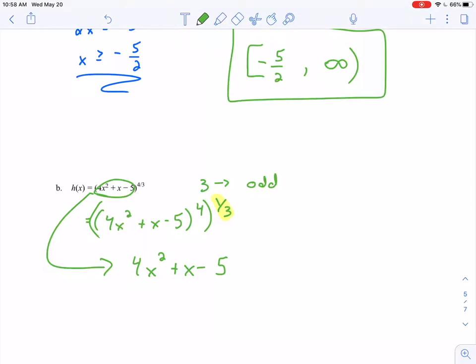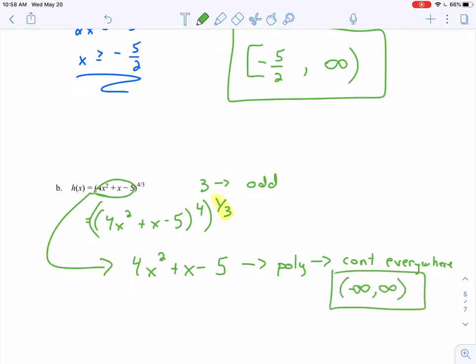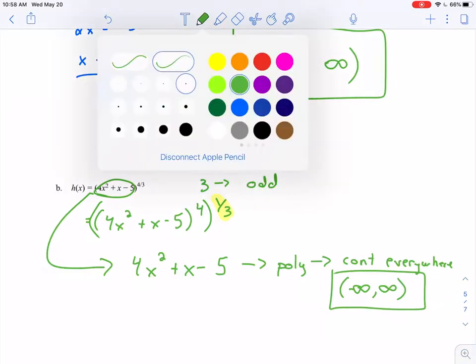So what we can do is look at this and say, okay, well, this is a polynomial. Works out really nicely because polynomials are continuous everywhere. So it must be continuous on negative infinity to positive infinity. This would be my answer. It is continuous everywhere.